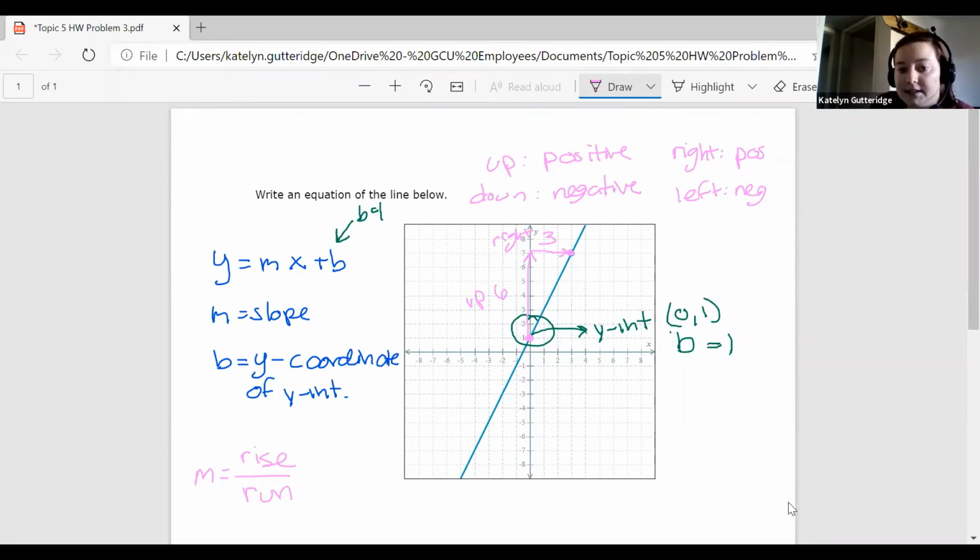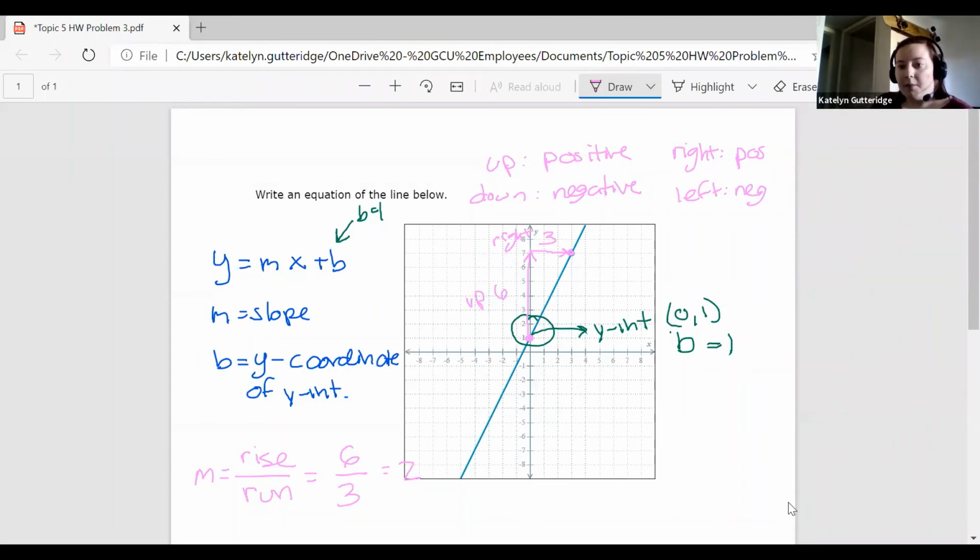Okay, so to get from this first point, we're going to go up 6. So our rise will be a positive 6. And then we're going right 3. So then our run would be 3. To put it in my equation, I would have that rise of positive 6 over that run of 3. And then I'd simplify it. 6 divided by 3 gives us a nice whole number, 2.